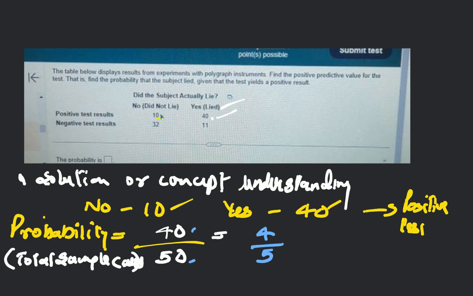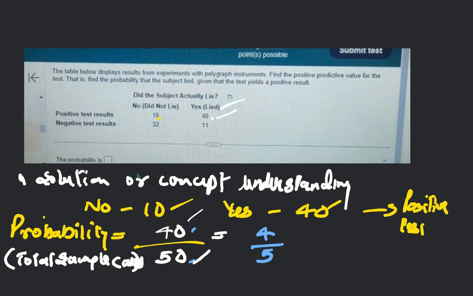So if you see, they have taken this test on 10 plus 40. 40 of them have said yes, and 10 of them have said no. So in total, we have conducted this experiment on 50 people or subjects, out of which we have to find that the subject lied. Out of this 50, 40 of them have lied. So we take 40 as the number who have lied out of a total of 50. So how do we read this? 4/5 means out of every 5 subjects, 4 of them would have lied. That's how we read this fraction.